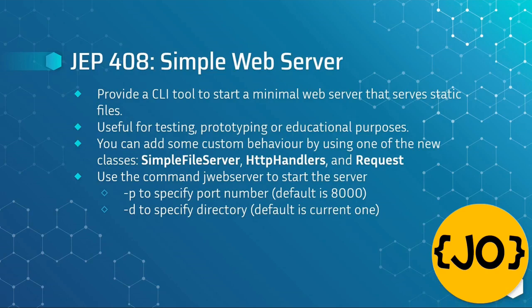So to use the web server you can use the command jwebserver to start the server, and there are some optional flags like -p to specify the port number. The default one is 8000, and -d to specify the directory, and the default is the current one.